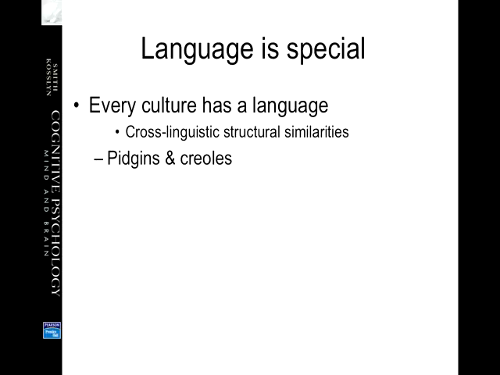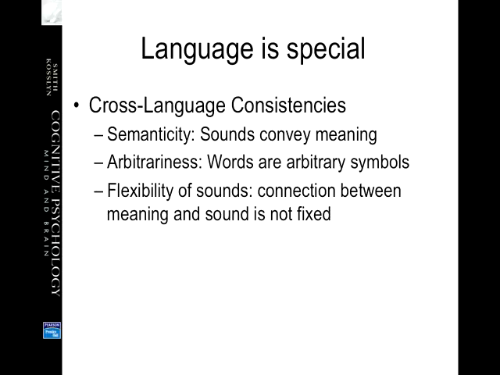You'll also see pidgins and creoles. A pidgin is a sort of half language between two different languages, where you are just creating enough of each one to be able to communicate. Creole is a little more structured. It's the blending of two languages. Creole with a capital C is French and English. Creole with a lower c means any blending of two languages that are in close contact. These cross-language consistencies to me are really fascinating.